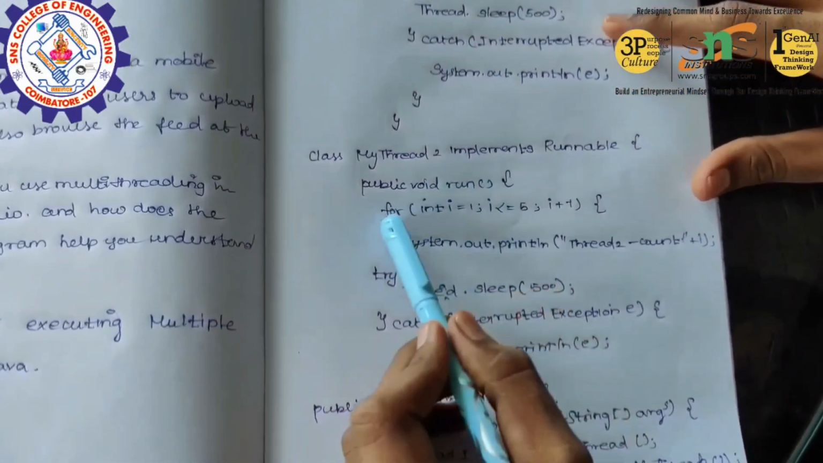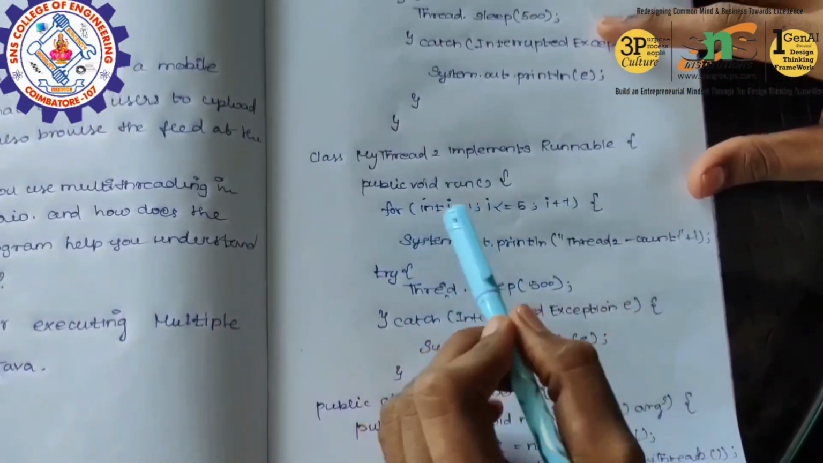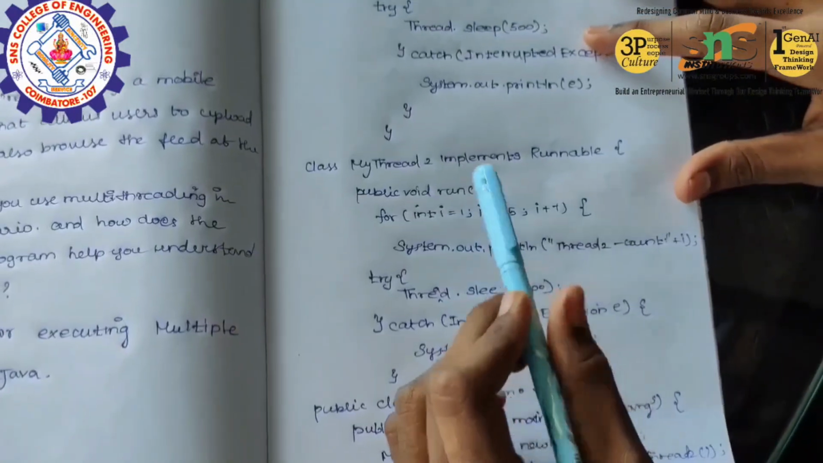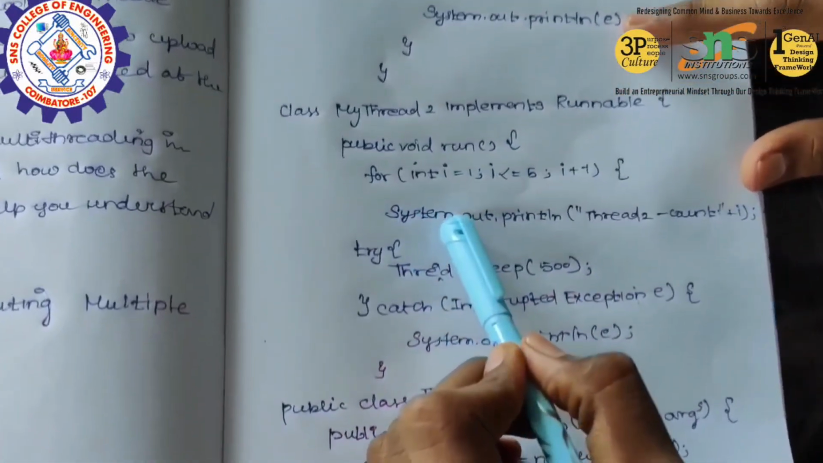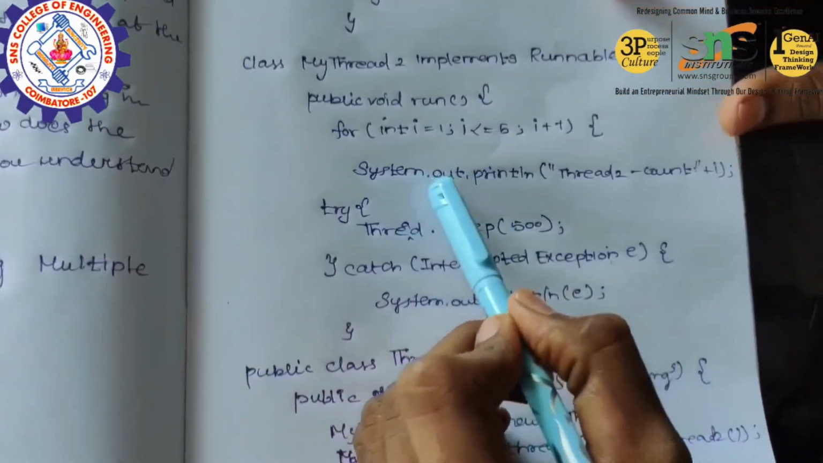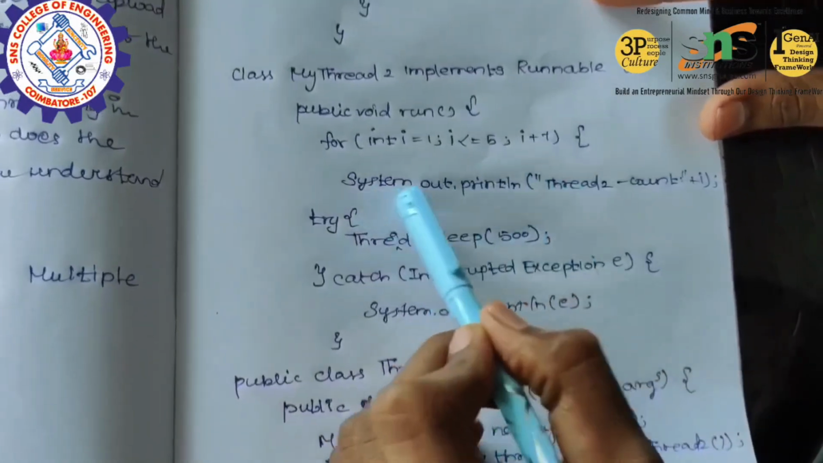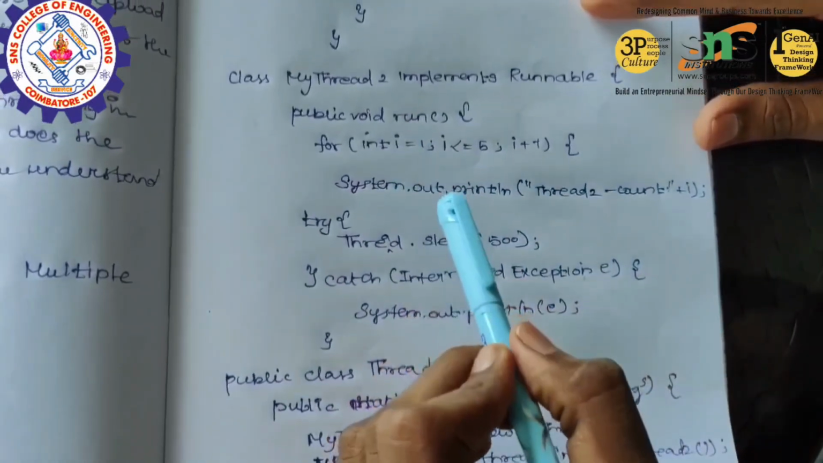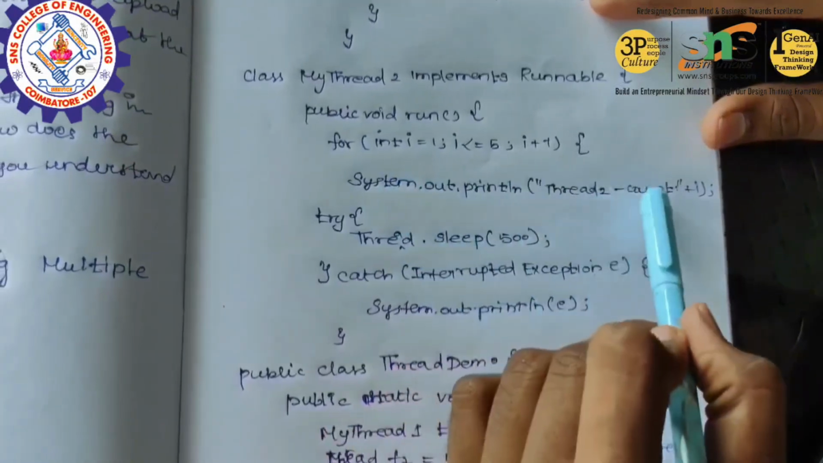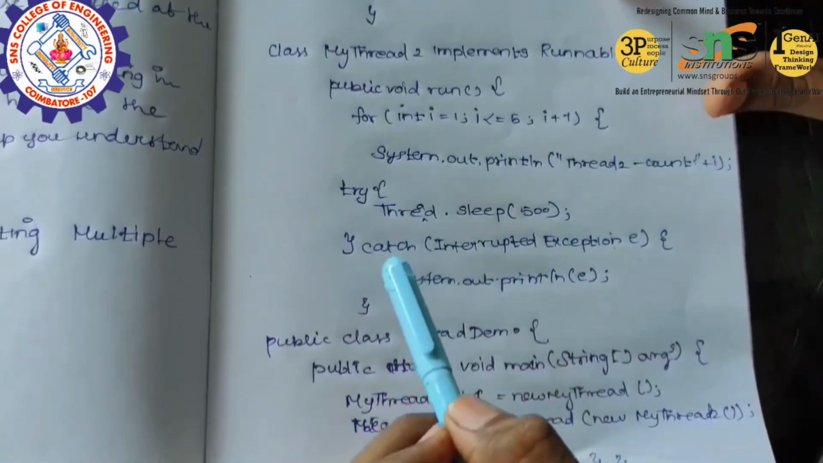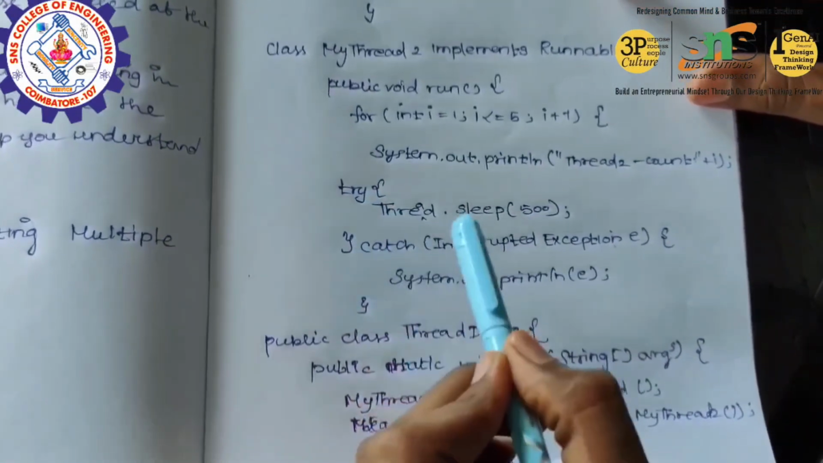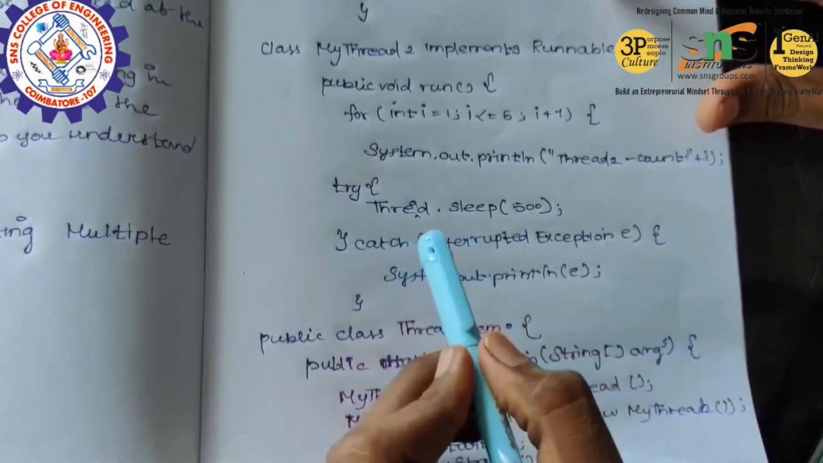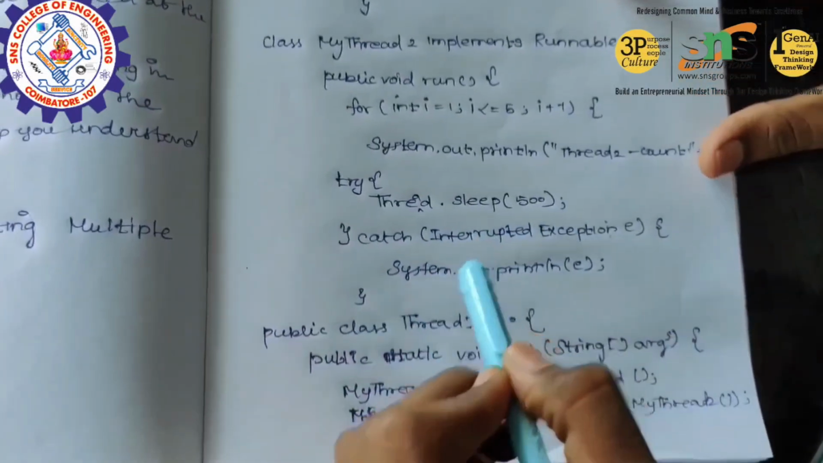Here inside the run function I am declaring a for loop. Here also the same values as in the first program. In the next line I am using System.out.println. Inside the System.out.println I am using Thread2 count. As the loop iterates, the i value increases. Inside I am again using try and catch to catch any errors or exceptions that occur.